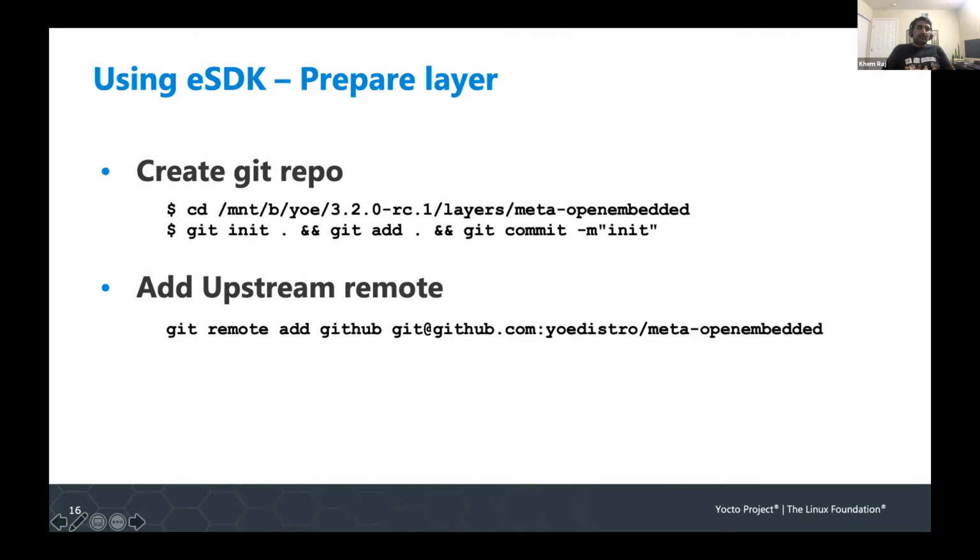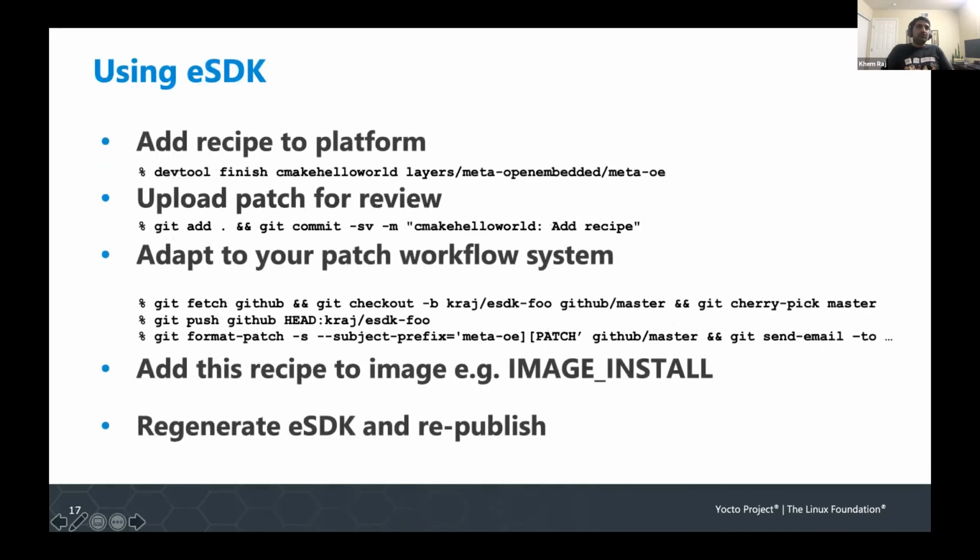Once you do that, the next thing you can do is add a recipe by devtool finish, right? What devtool finish will do is take all the metadata that you created along with the recipe and transfer it to that layer wherever you pointed it to. Once you point it to that layer, you can add it, right? And you can commit it there. And now you have actually created a patch.